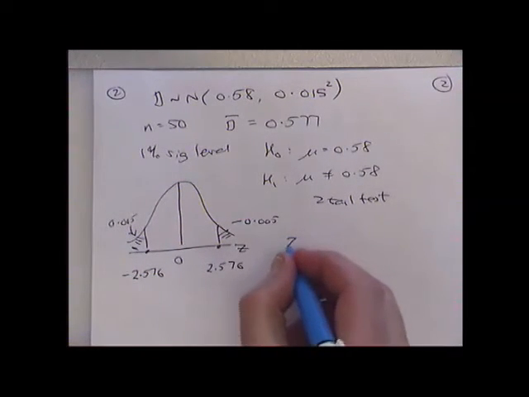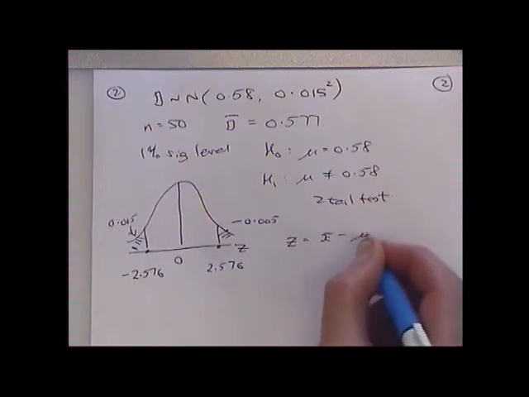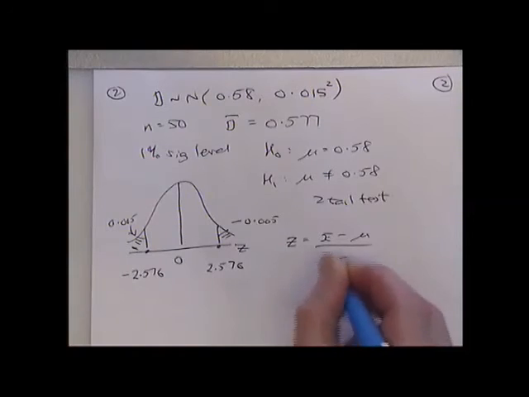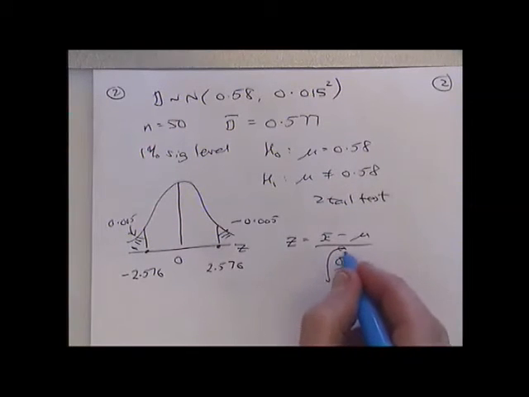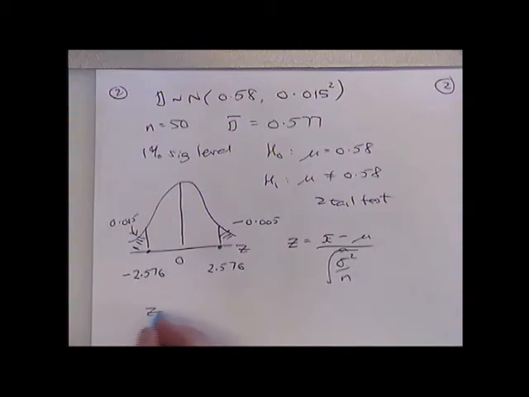Okay? Our Z value is going to be, well, we said it's x bar minus mu over sigma over root n, if I write it differently. Sigma squared over root n. Bung your numbers in. What value are you getting for your Z?